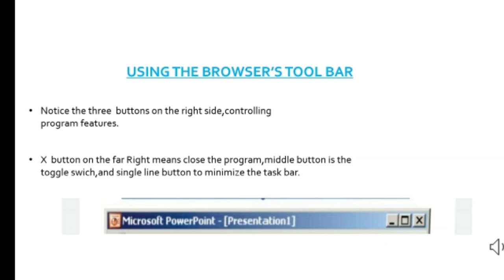Next, the browser's toolbar. This is a closer view of the title bar where file information is located. Notice the three buttons on the right side controlling program features, and remember that the X button on the far right means close the program. The middle button is a toggle switch between full screen and a small window, and the single line button on the left means minimize to the taskbar.